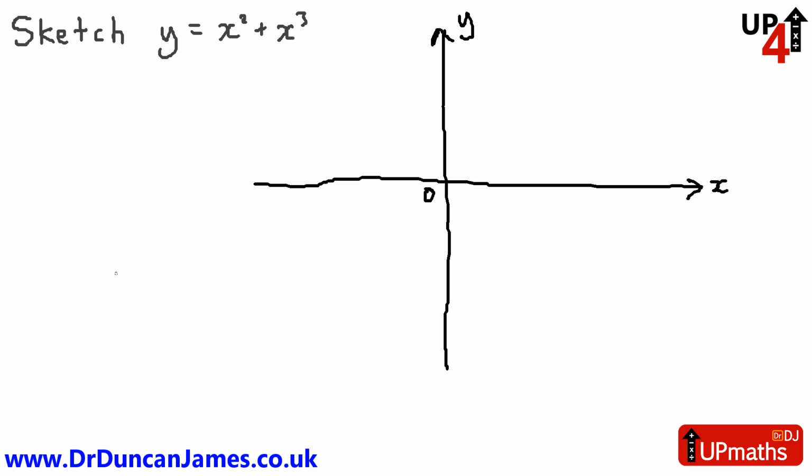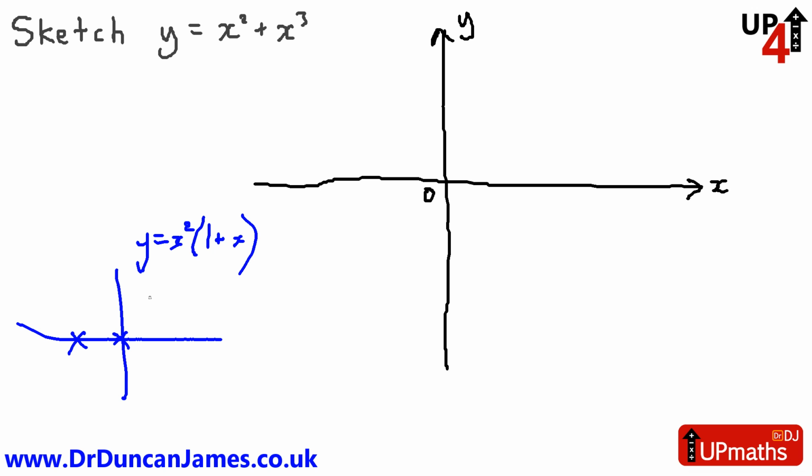There's a couple of ways of doing this. The first way is just to spot that it's a polynomial and therefore factorise it, so it's x squared times (1 plus x), which means it passes through the origin and it passes through minus 1, and we know it's got to be large, and we know that it has to just touch the axis for x equals 0 because it's a squared there, so it looks like that.